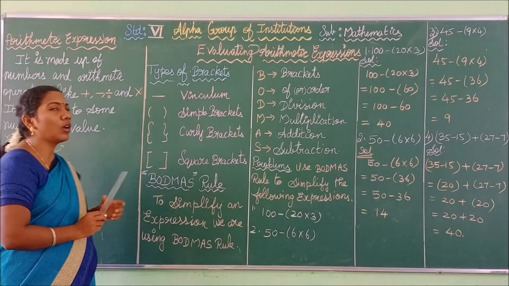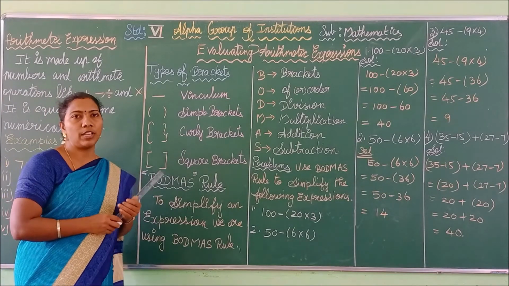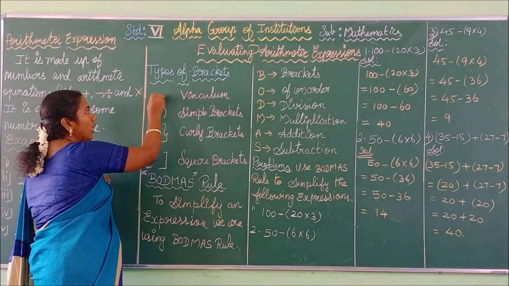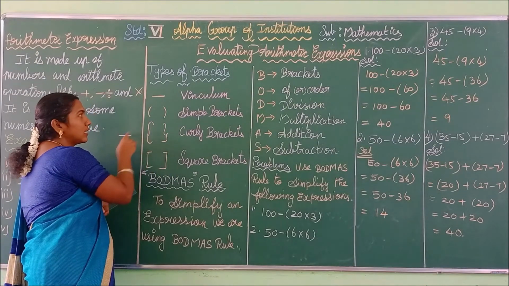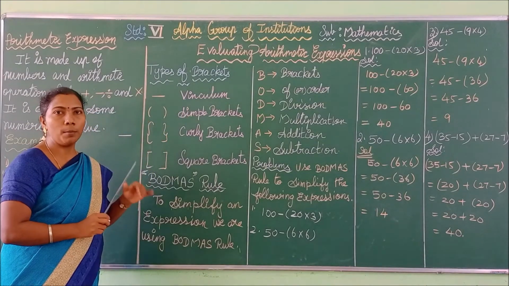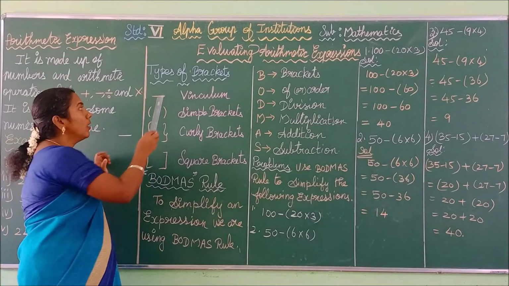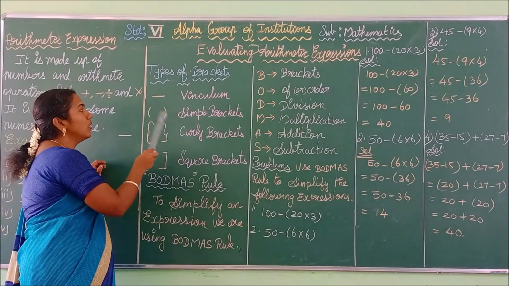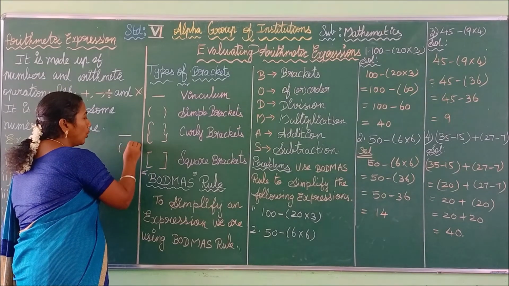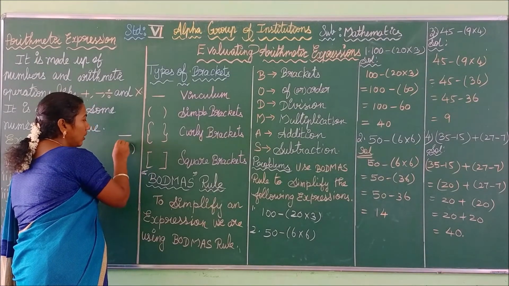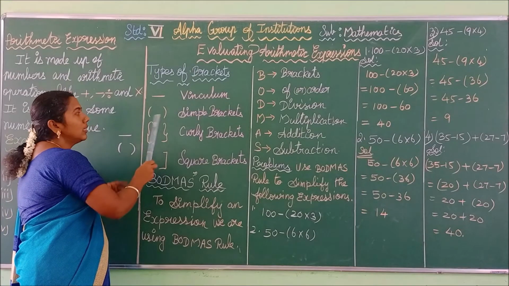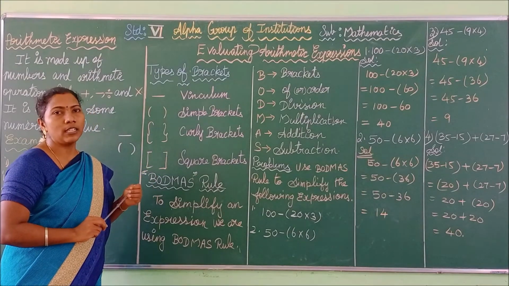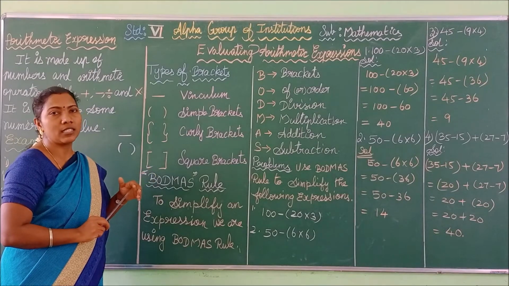Let us see what types of brackets we have. First one, this is a small bar like this. This type of bracket is called vinculum, or bar bracket, or line bracket. Vinculum. Next, see how you have to write this bracket. Like this you have to write it. This type of bracket is called simple brackets or round brackets.